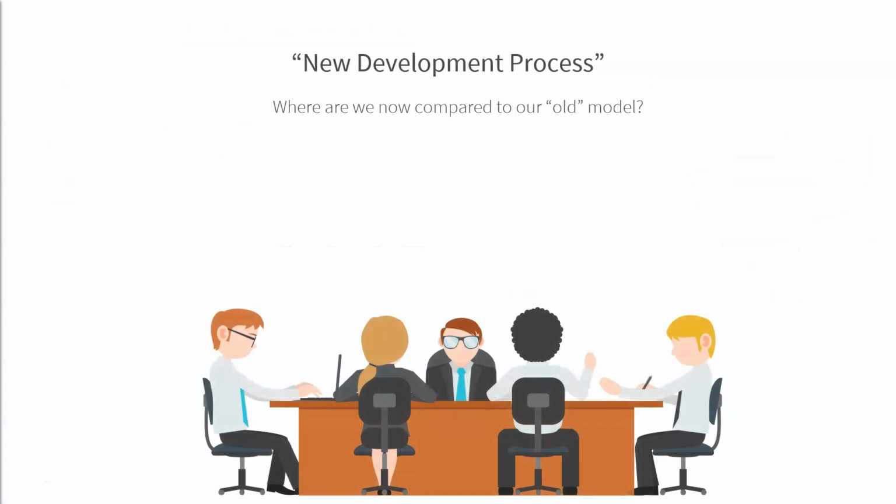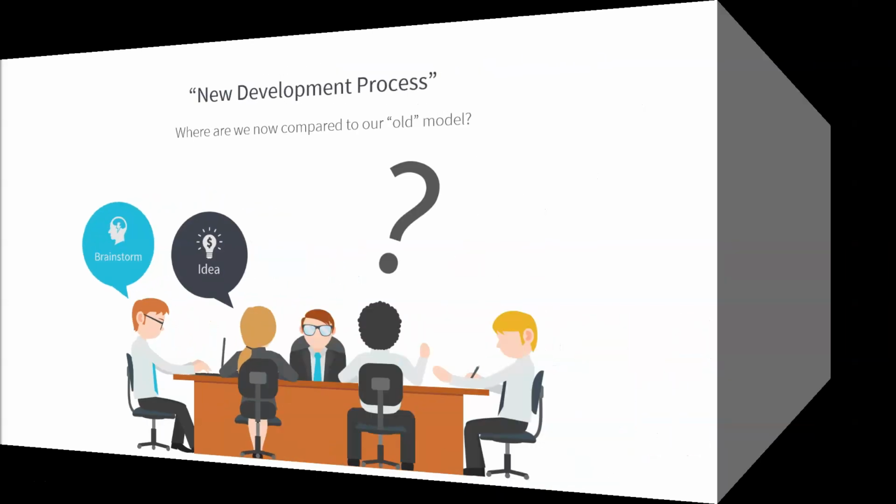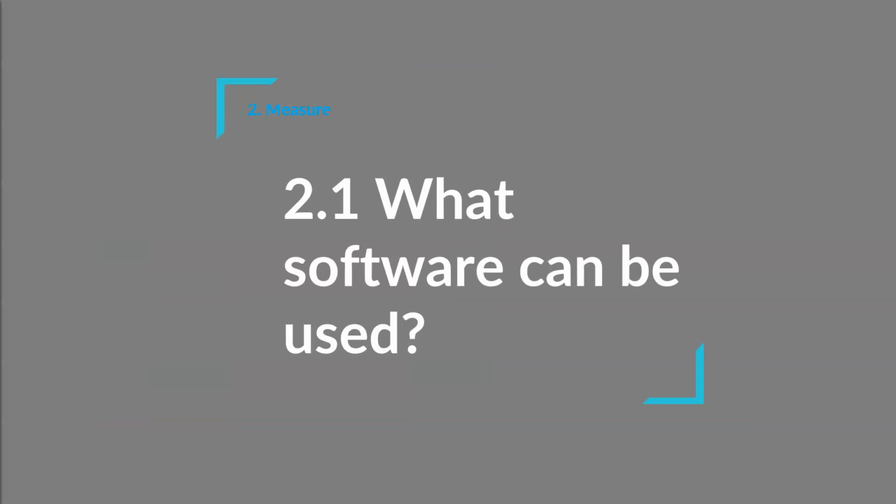So what does our new development process look like? We brainstorm out the idea. That means we look at our data. We talk about the things that we want to do. We finally come up with our goal that we think we can go after and how it should be built. But then, what do we need to do? What software can we use for launching our A/B tests?